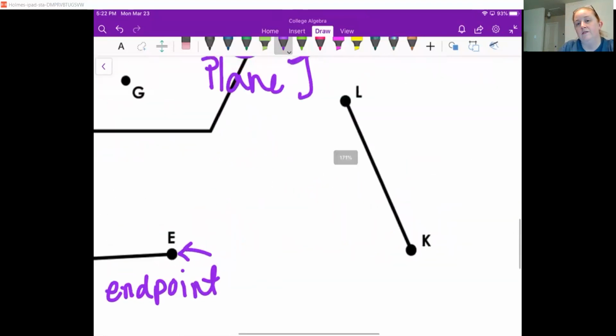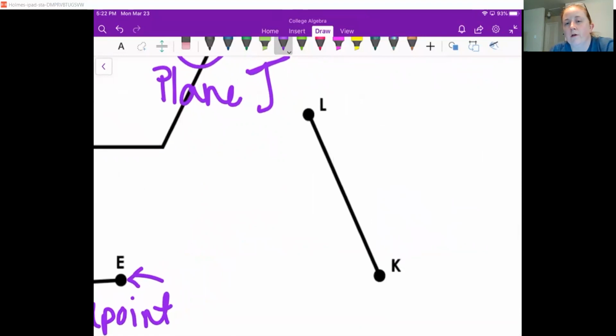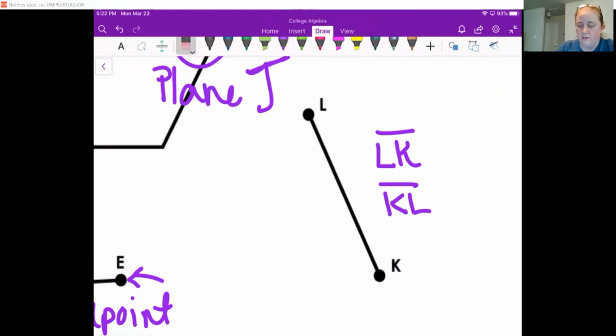All right, our last picture that we have for part one doesn't have any arrows at either end. It's just got 2 points. This is your segment. So we use the 2 end letters. We have no other choice. So L, K with a little bar on top. You can reverse that, KL. Same thing, a little bar on top. So those are all of our objects that we needed to name.